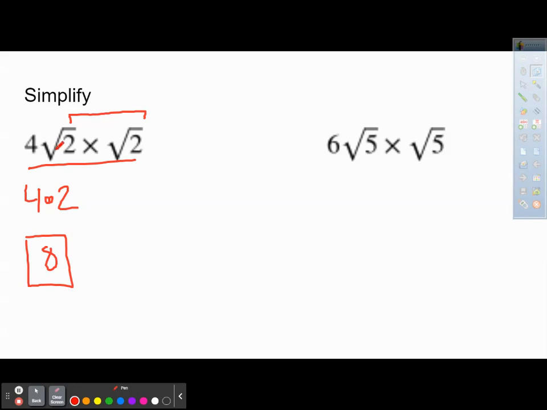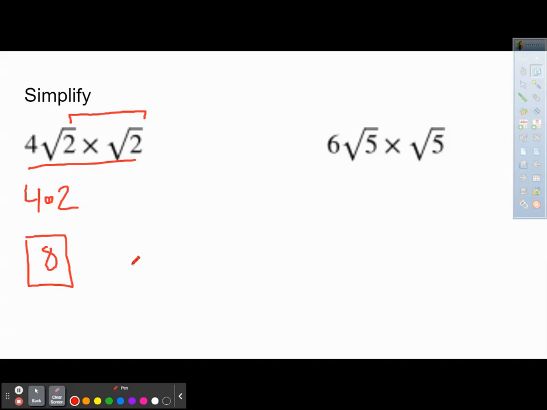Type in your calculator 4 square roots of 2 times the square root of 2, and make sure you get 8. If you don't get 8, let me know and I'll come check your calculator and show you what you're doing wrong.